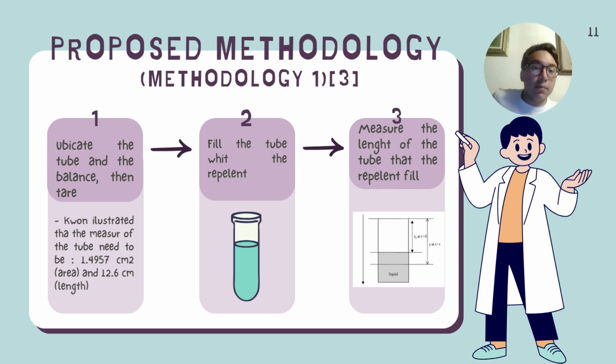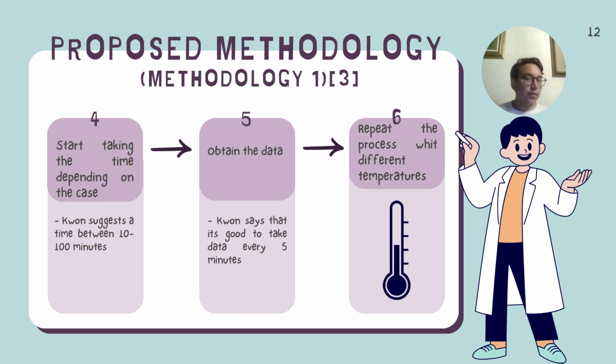This is very important because depending on the length, we are going to see if the repellent is diffusing or not. Continuing with the steps, then we need to start taking the time depending on the case. Juan suggests that we can use a time between 10 minutes and 100 minutes. Then we need to start obtaining the data at intervals of 5 minutes. That's what Juan says. Finally, we need to repeat this process.